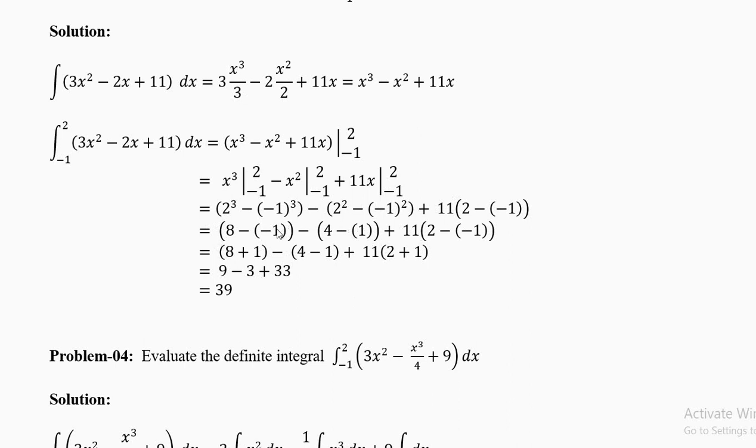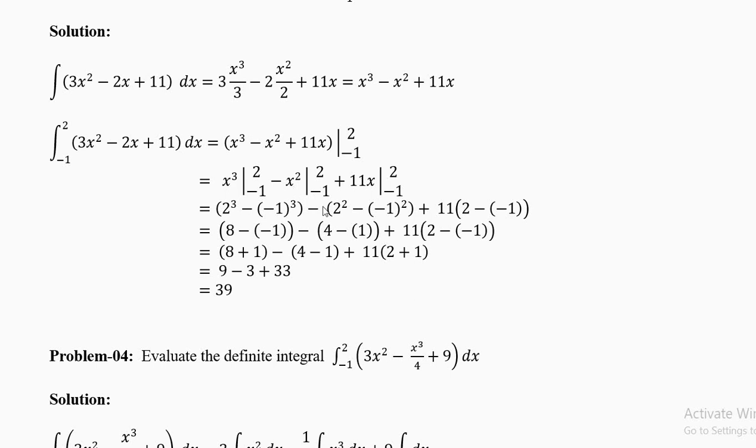Now put the numbers. You have to put the numbers very carefully. Whenever you have a negative number, use a bracket. First term is x cube. From minus 1 to 2, you'll get 2 cube minus minus 1 whole cube. Now this minus is in the formula, this minus is in the question. Minus 1 whole cube is minus 1, so 8 minus minus 1 is 8 plus 1 equal to 9.